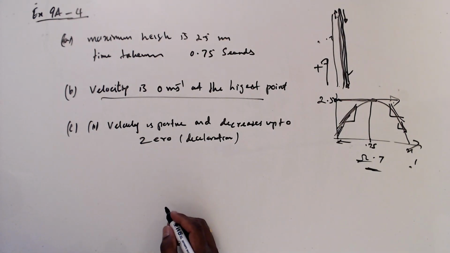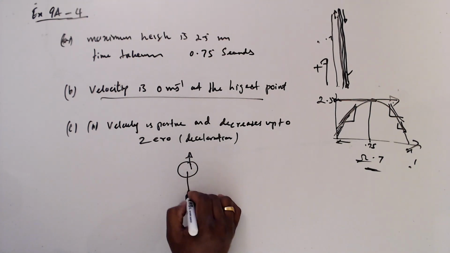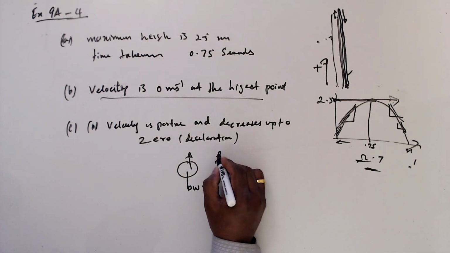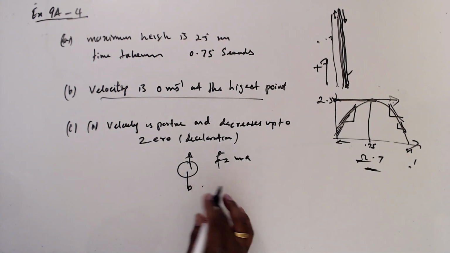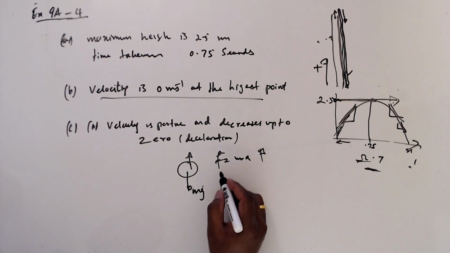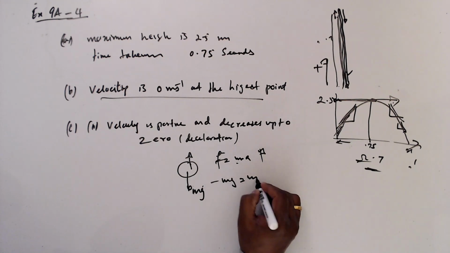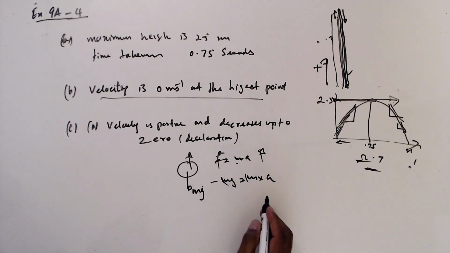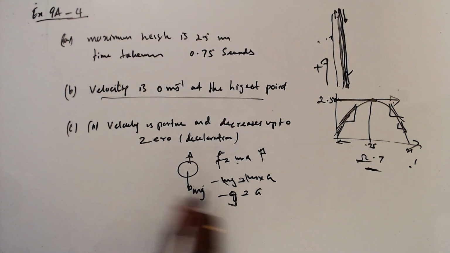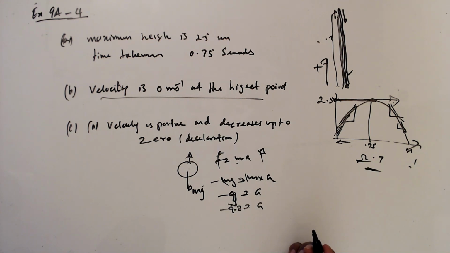What is the size of the deceleration? The ball is going up, so it has the weight W. F equals ma, so I'll write mg. The upward direction is positive, and mg is downward, so minus mg equals mass times a. m cancels out, so a equals minus g, a equals minus 9.8. So this is the deceleration.